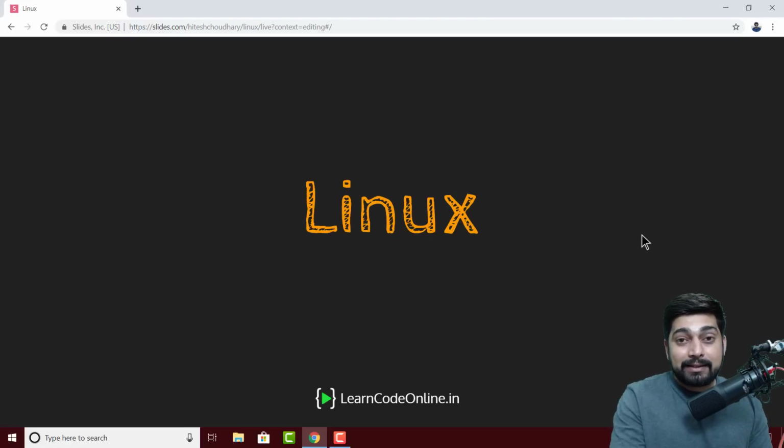So first and foremost, let's get started with Linux. And when I say Linux, Linux basically is a kernel. What does that mean? A kernel simply is a thing which interacts with your hardware. So it is not what you think. Linux is basically a kernel.